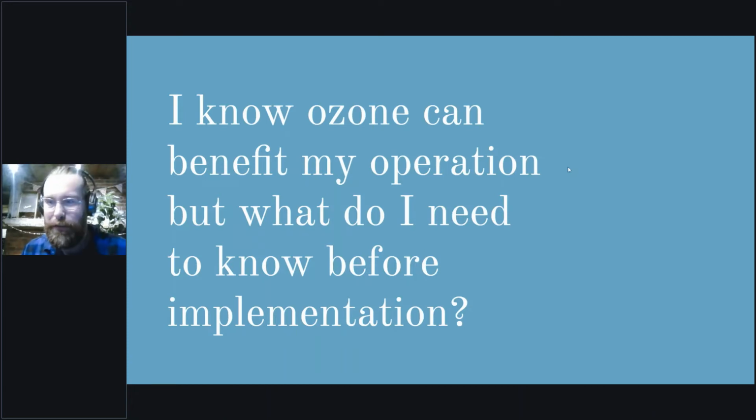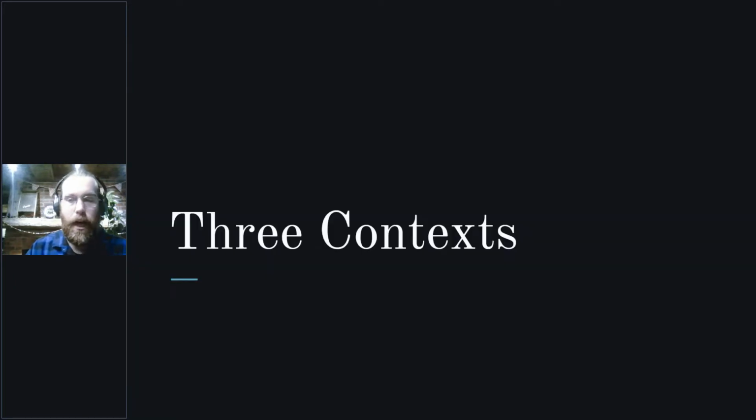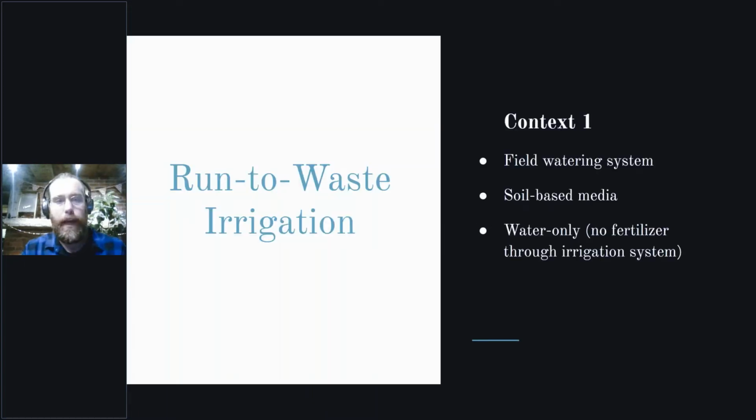Hoping to scaffold off of the previous presentation, but I think we're all coming at this place knowing that ozone can benefit our operations, and curious about what we need to know before operationalizing. So we're going to discuss 3 contexts in which an operator may choose to implement ozone. So the first context is pretty simple, a run-to-waste irrigation system. So this is field watering systems or with soil-based media and water only, no fertilizer through the irrigation system.